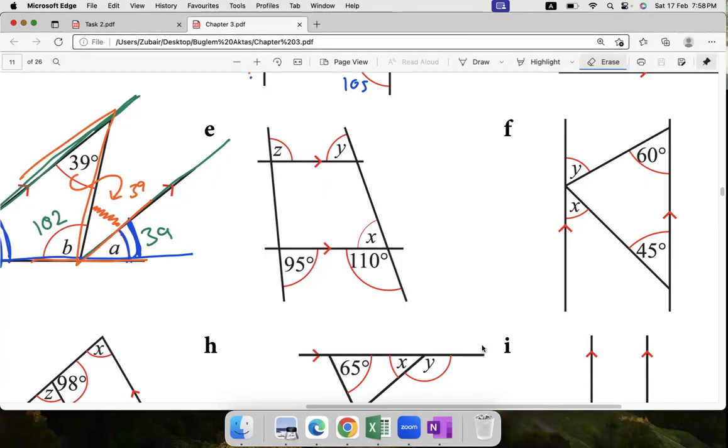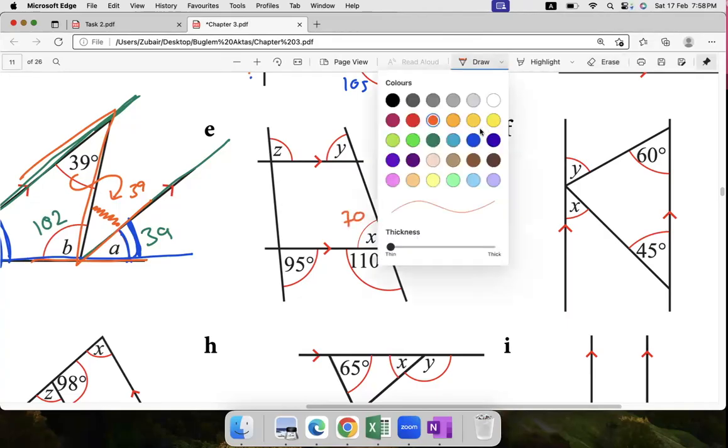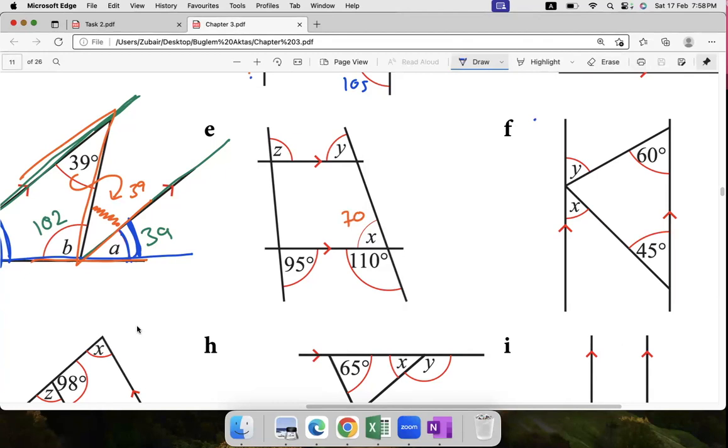No, X is 70. Correct. X is 70, angles on straight line. X is 70, Y is 70 as well. And the name is, we have this straight line. These two were parallel. X is 70, Y is 70. The name is corresponding angles.